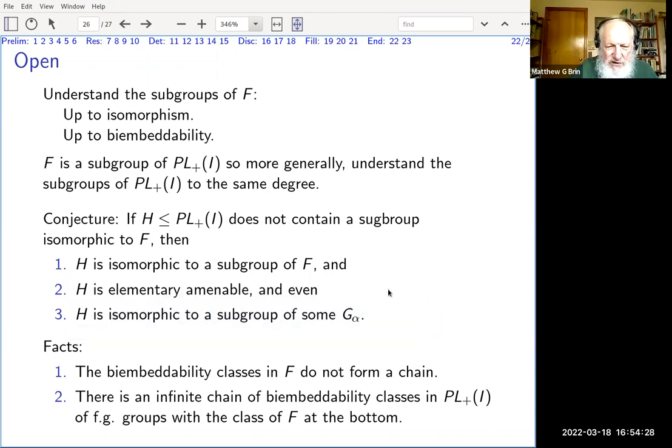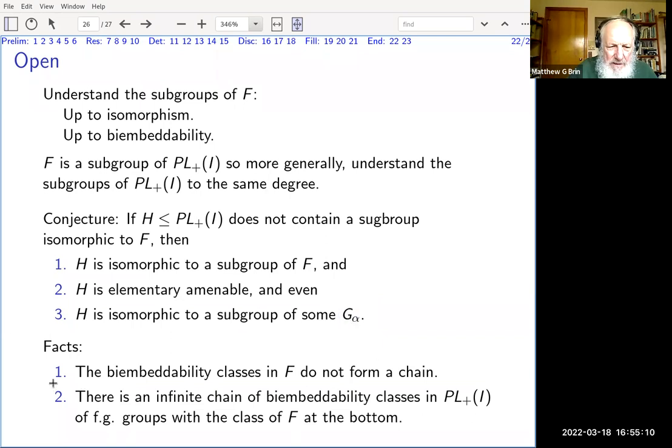And so it would be very interesting to find a subgroup of PL plus I that does not contain a subgroup of F, but is not elementary amenable. I kind of believe that no such thing exists. Anyway, some oddities. The biembeddability classes of F, even though we believe that they're all elementary amenable, they actually don't form a chain. And there are elementary amenable subgroups of F that are not biembeddable with any of the G alphas. They do embed in some G alpha, but they don't biembed with it.